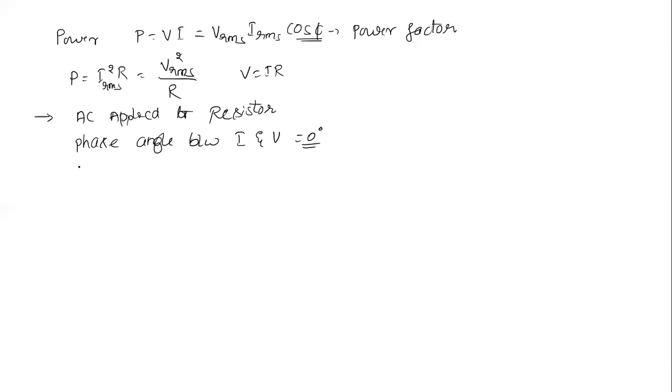Of course, current is given by I naught into sine omega t, and voltage is given by V naught into sine omega t. These formulas are applicable. Now this is not an issue in the case of a resistor. If I take some other circuit element, for example, AC applied to an inductor.